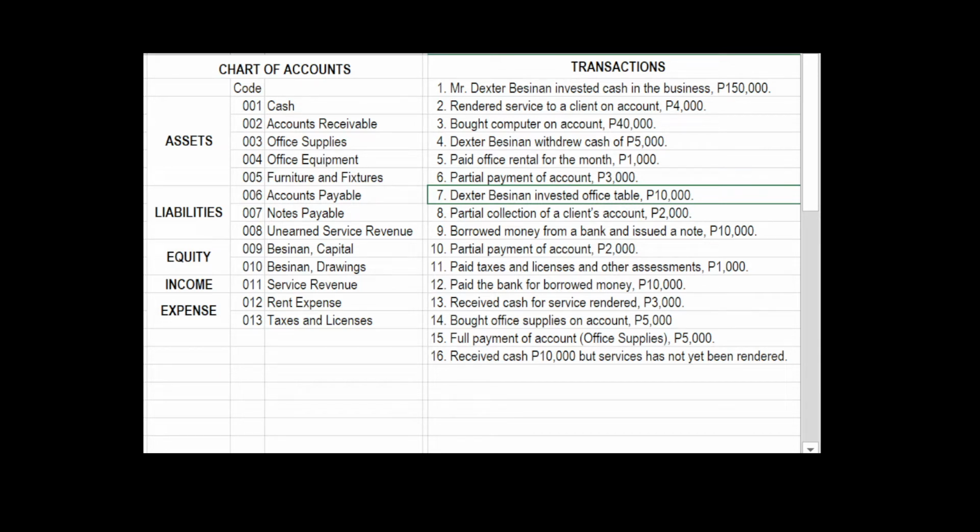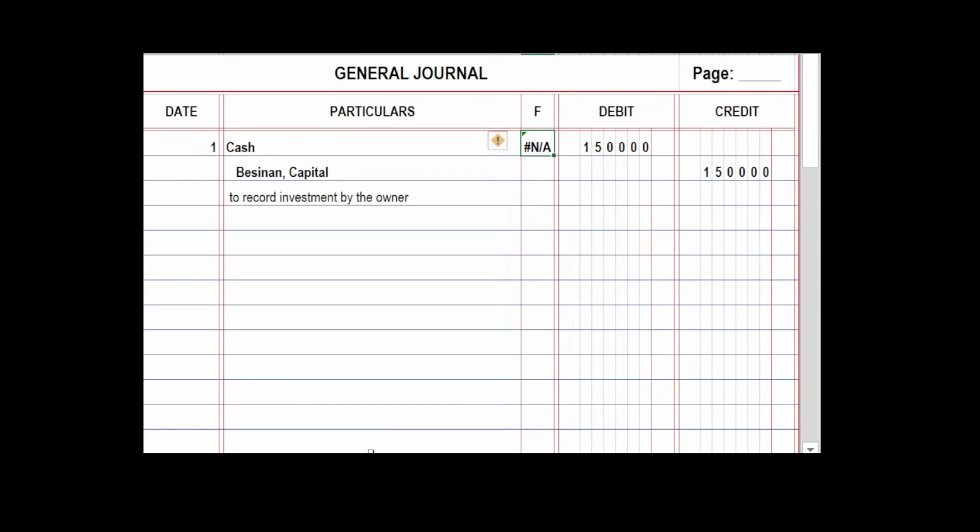So again, ang first step sa accounting is to analyze what is the debit, what is the credit. So ano yung pumasok sa business? Of course, the cash that is invested. So debit tayo ng cash, which is nandito sa ating chart of accounts. Yung code niya is 001. So punta tayo din sa ating general journal. Okay? So debit tayo ng cash kasi ito yung pumasok sa business.